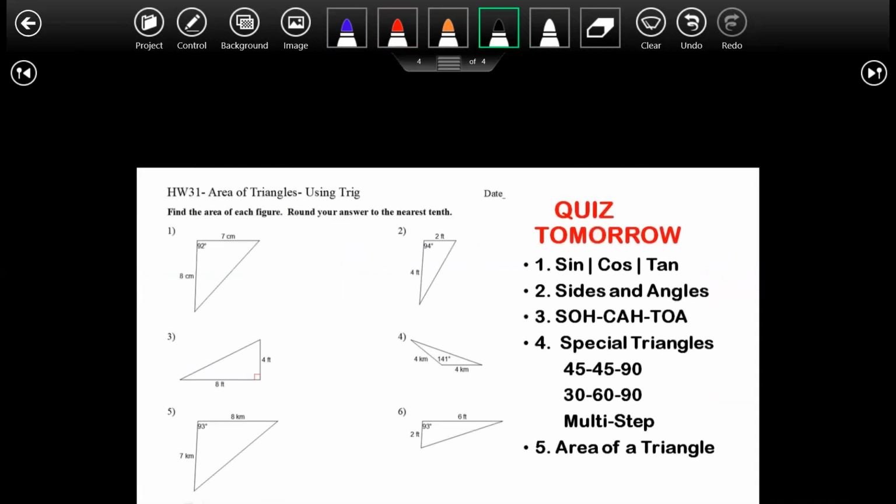Quiz tomorrow. This is what's going to be on sine, cosine, and tangent. Both sides and angles that I can ask for. You're going to use SOHCAHTOA. We remember doing a lot of that. And then we have special triangles of 45, 45, 90, 30, 60, 90. And you're going to probably have one multi-step, really straightforward. It's not going to be one of the complicated ones like yesterday's homework. And then the area of a triangle, probably just a problem like that. Easy. It should be straightforward. I'll do the problems just to make sure.